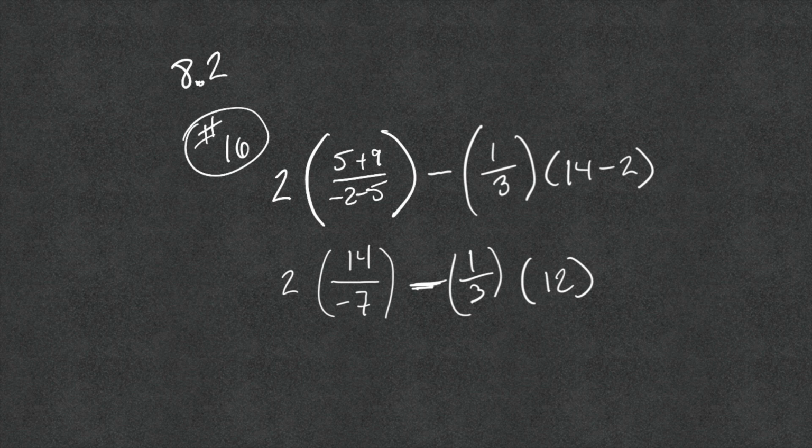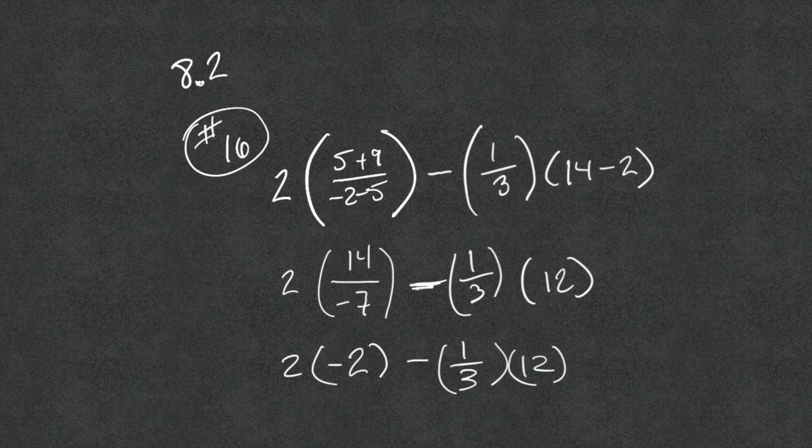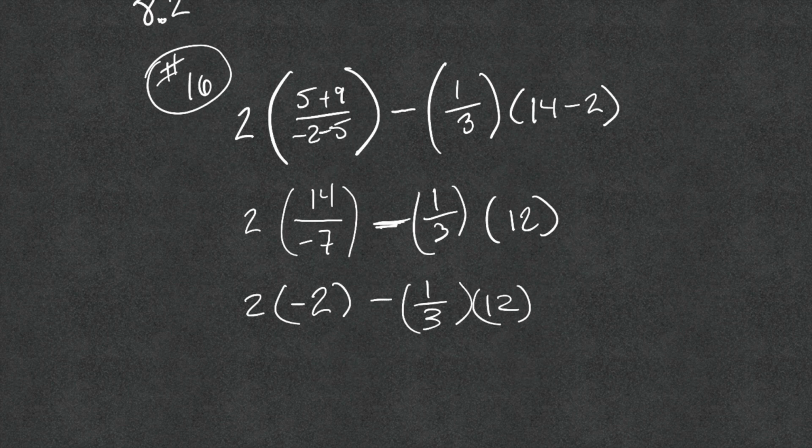But I do see that what's in the parentheses over here, 14 over negative 7, will reduce. 7 goes into 14 twice. We do have a negative. Okay, so over here, rewrite this. It's okay to show every step. Now negative 2 times the 2 on the outside there, that's a negative 4. Negative times a positive gives us a negative. Go ahead and put my subtraction.